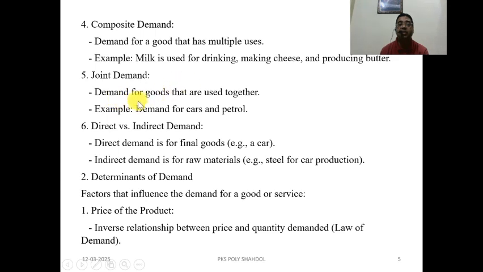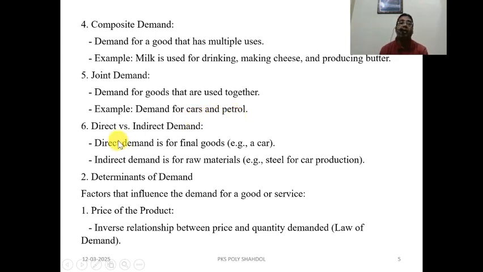Similarly, joint demand is demand for goods that are used together. For example, demand for car and petrol. This is joint demand, meaning unless petrol is provided, sales of cars will not go on. Petrol is essential for a car. Therefore, whenever the demand for cars arises, the demand for petrol arises equally.